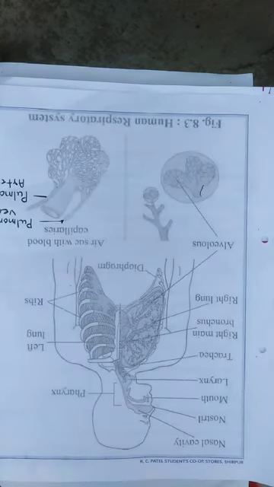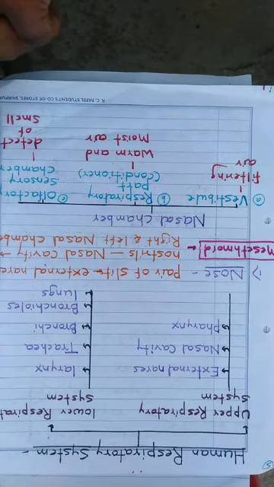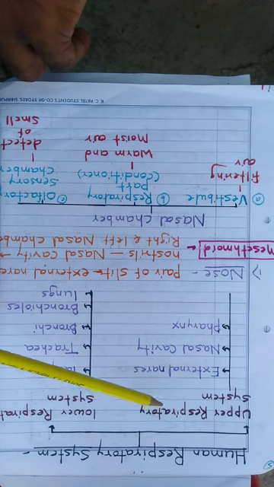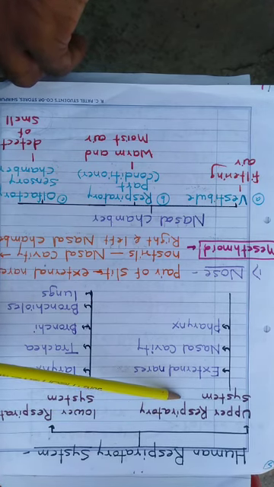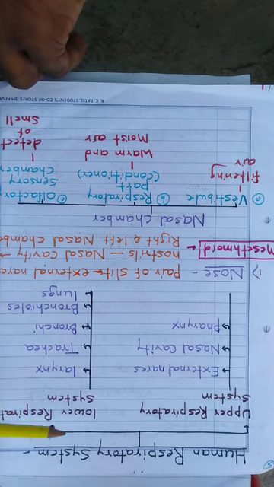Now in front of you is the diagram of the human respiratory system. This is the actual image of the respiratory system mentioned in your new textbook. The human respiratory system is divided into two parts. The first part is the upper respiratory system, and the second part is the lower respiratory system.